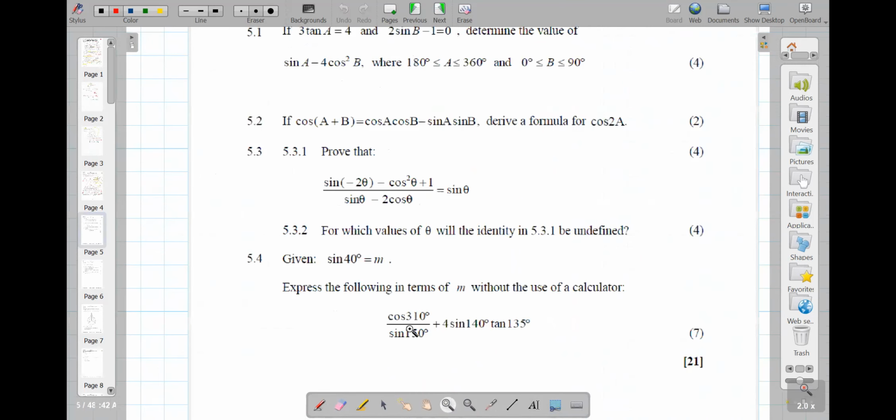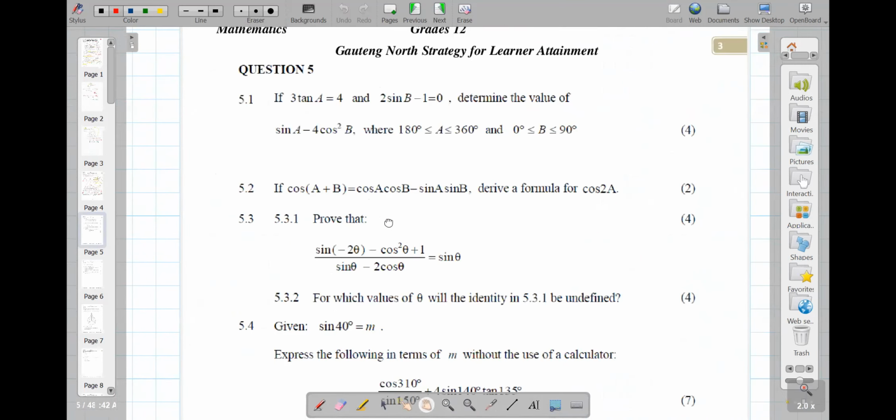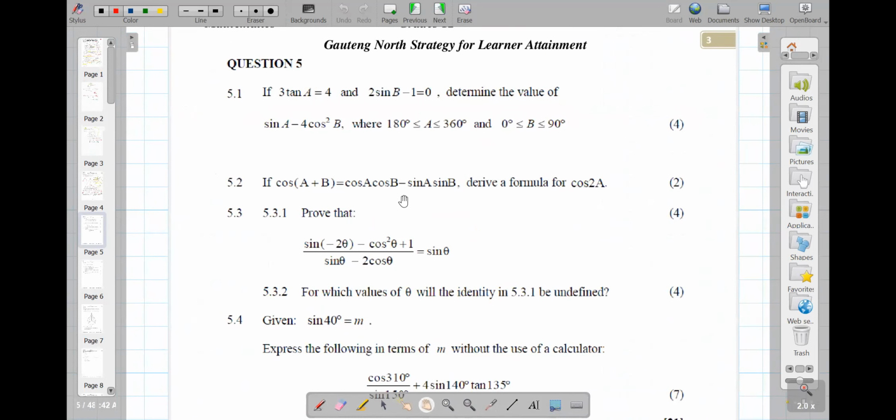Now, there's this question. It says there is tangent A and tangent B. So let's see what can be done. There are intervals.